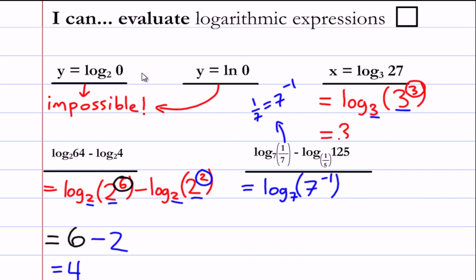Okay, looking at the second one, 1/5 and 125. I want to get those to be the same base. So eventually I want to get 125 to be 1/5 raised to some power. Okay, we know that 125 is just 5 cubed. So if we do 1 over 5 to the minus 3, this is also the same as 125. So that's what we'll do below.